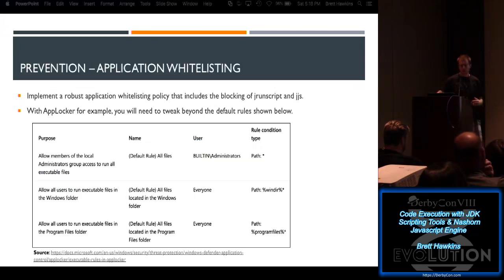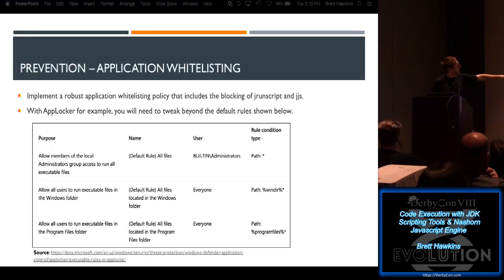On the prevention side, application whitelisting has got a lot of attention lately. So you should implement a robust application whitelisting policy, which includes blocking JRunScript and JJS. Below here, these are the default executable rules with AppLocker. You're going to need to do more than just the default rules.